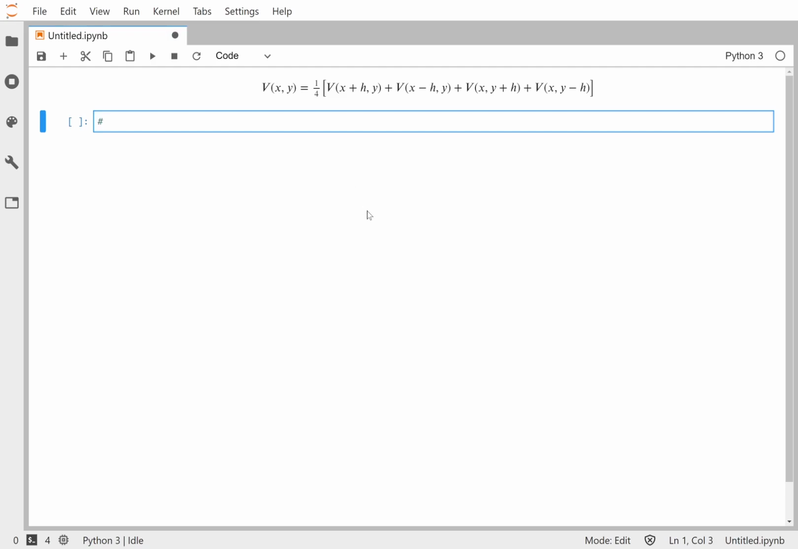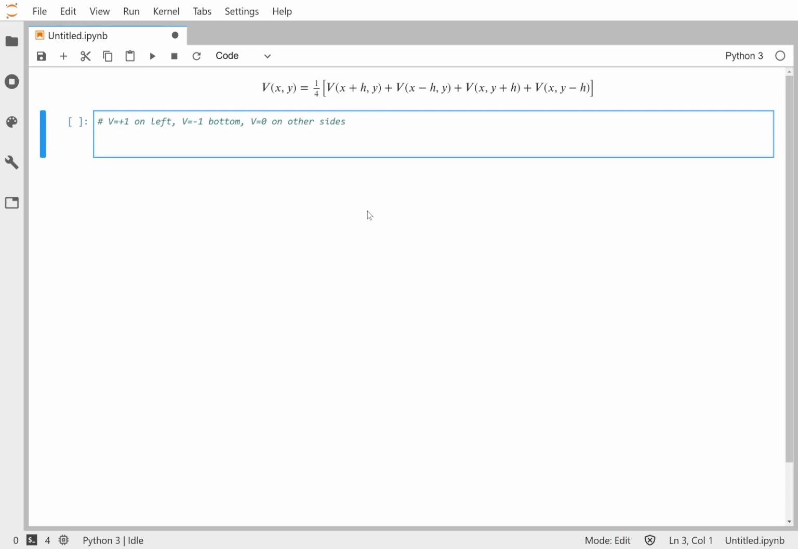So let's say we have a square region, and let's go with the voltage being plus 1 volts on the left of our square region. Let's make it negative 1 volts on the bottom, and then 0 on the other sides. Okay, so that should give us something that's interesting looking. So I want to start here with an initial guess that we're going to relax from. If this is too wacky, it's going to take a long time to converge. It might not even work at all. It also has to include our boundary conditions.